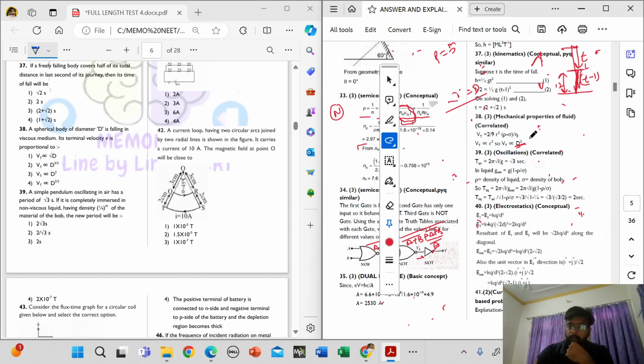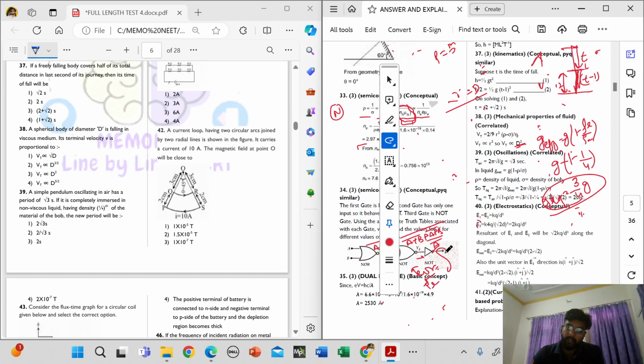We are getting G effective equals G times (1 minus rho liquid upon rho material). Given that the density of the liquid is 1 by 4 times this material, G effective is 3 by 4 G. So T of air upon T of liquid is root of G of liquid upon G of air. G of liquid is 3 by 4, and G of air is this, so 3 by 2.